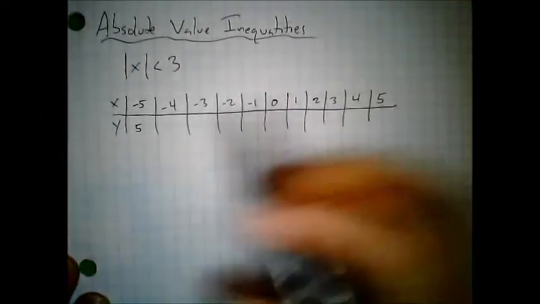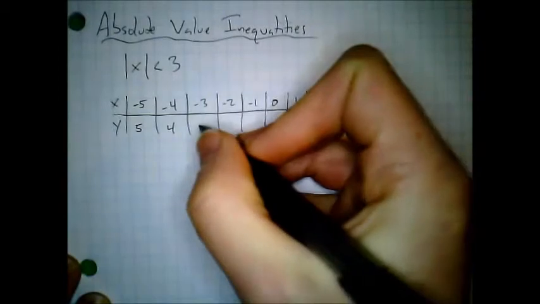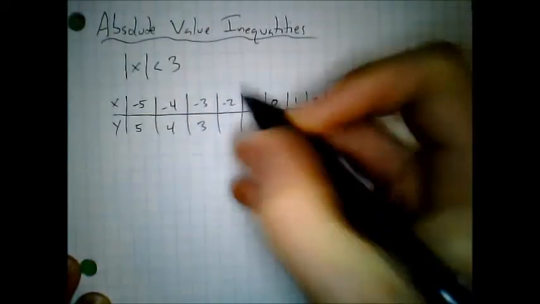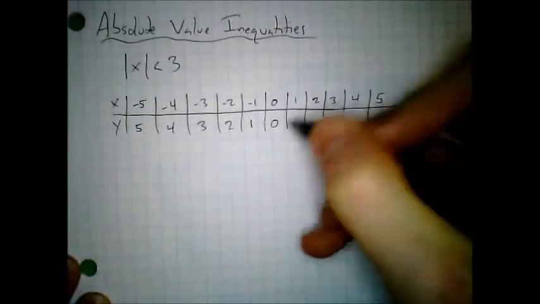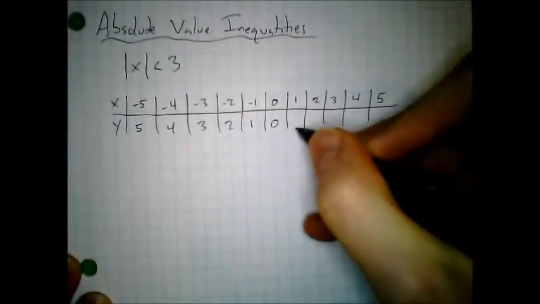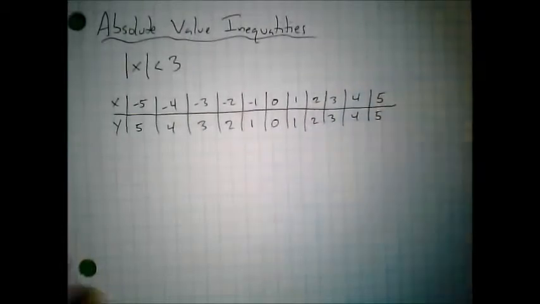Alrighty, that was that. Absolute value of -4 is +4. Absolute value of -3 is +3. Absolute value of -2 is +2. Absolute value of -1 is +1. Absolute value of 0 is 0. Absolute value of 1 is still +1. And so on throughout this table.